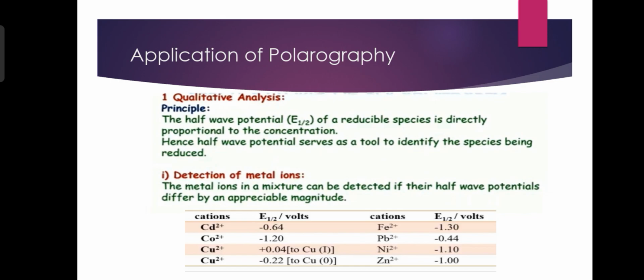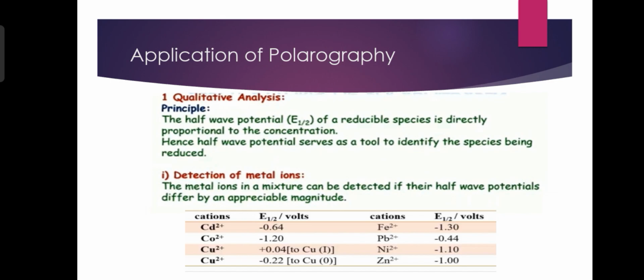Next is our application of polarography. There are two types of applications: qualitative and quantitative analysis. In qualitative analysis, there is a measurement of half-wave potential through our diffusion current. Because in diffusion current, oxidation and reduction occur. So when half of the ion gets converted into cation or anion, that half of the current is called our half-wave potential.